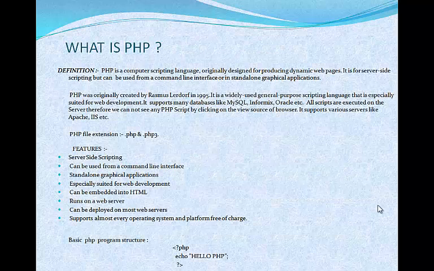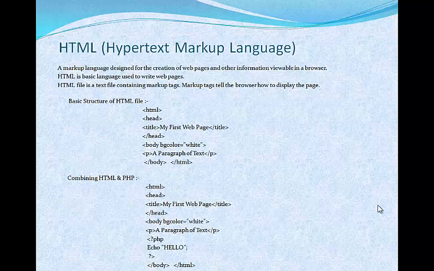PHP. What is PHP? PHP is a computer scripting language originally designed for producing dynamic web pages. It is for server-side scripting but can be used from a command line interface or in standalone graphical applications. Some extra features of PHP are: it can be embedded into HTML, it runs on a web server, it can be deployed on most web servers, and it supports almost every operating system and platform free of charge.